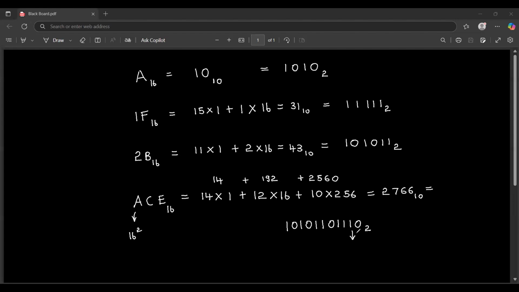Shall we check? So 2, 4, 6, 6 and 8 is 14, 14 and 64 is 78, 78 and 128 is 206, 206 and 512 is 718, 718 and 2048 is equals to 2766. Yeah, exactly. So this will be the answer.